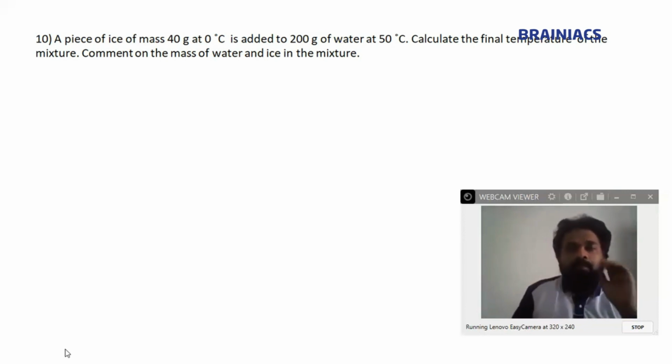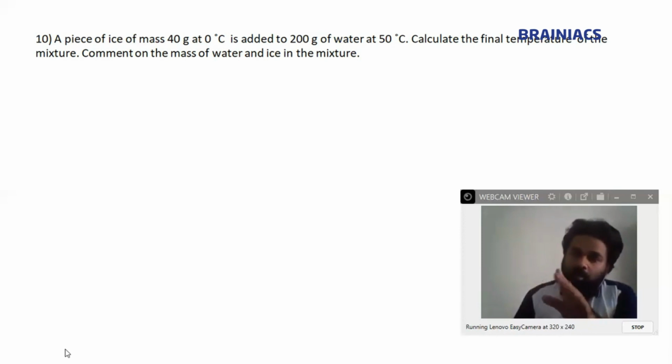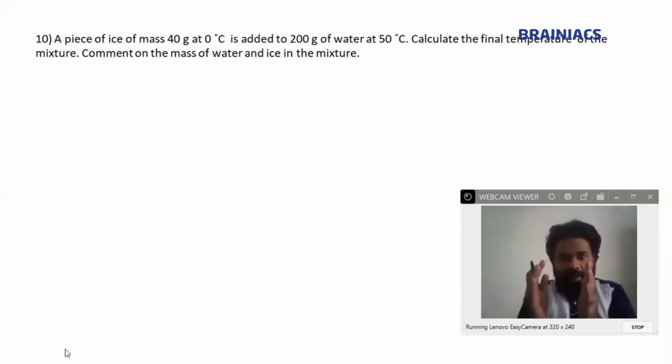So what I'm going to do is just like a trial and error method. A piece of ice of 40 gram at 0 degrees Celsius. First we will try to convert full ice into water. Then how much heat is required for that? We will write on one side. On the other side, we will try to convert the full water into water at 0 degrees Celsius. Both sides we will have to come like this. And finally, we will get an idea what is going to happen.